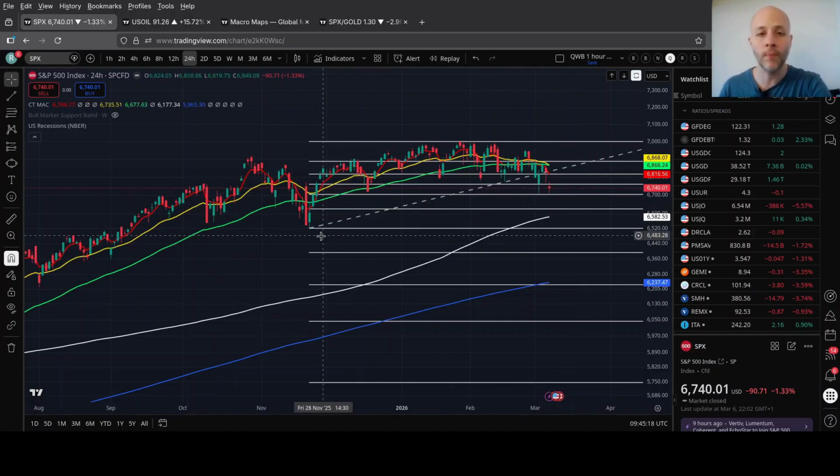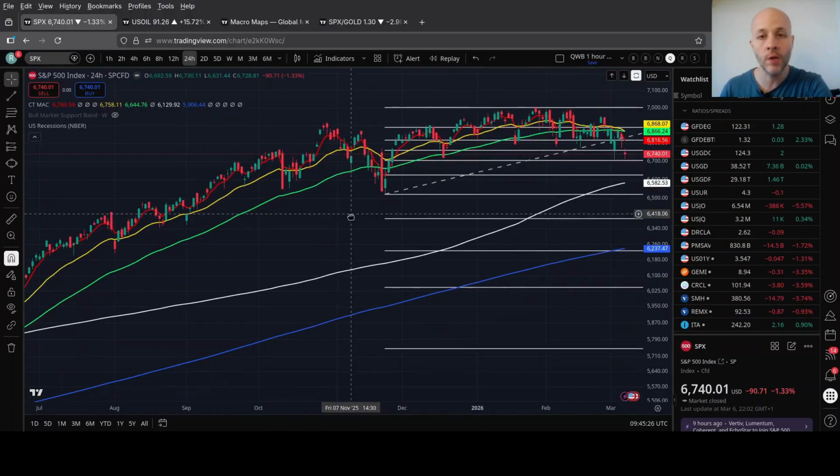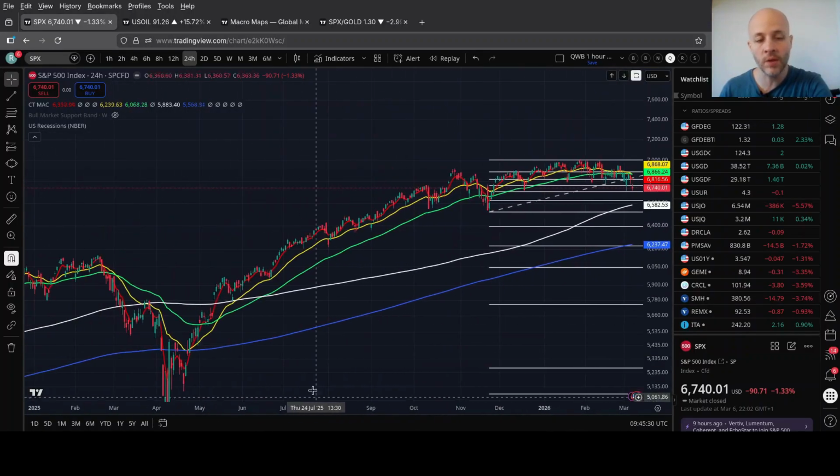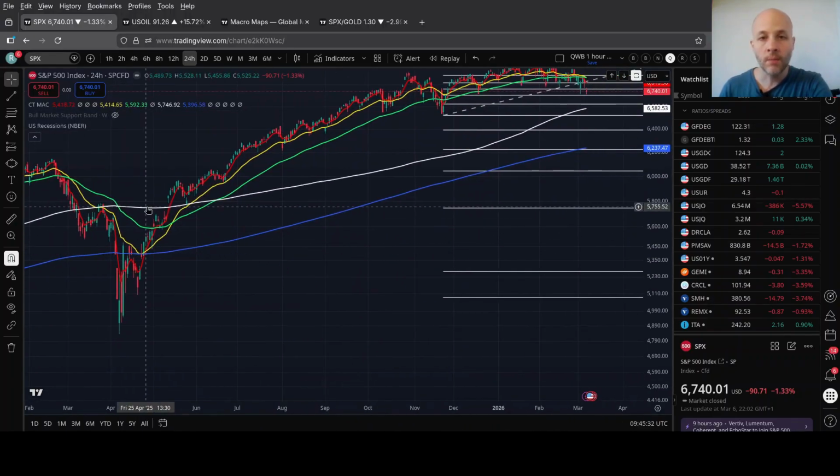But I wouldn't be surprised if we just revisit these lows from November, right? So from pretty much the end of November, these lows. And if things do get really bad in the medium term, maybe we get down closer to these levels here. Maybe even if things get really bad, it could get down here. But again, let's not get ahead of ourselves.